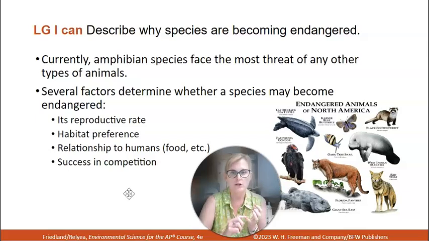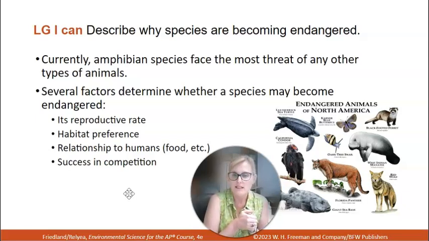So what determines whether a species could become endangered? There are some species that are more likely to become endangered. If they are slow to reproduce, like whales, it's hard for them to replenish their population after they were hunted. Hunting whales was banned over 100 years ago, and most populations are still endangered because they only have babies once every couple, 2-3 years, and one at a time, very slow to reproduce.